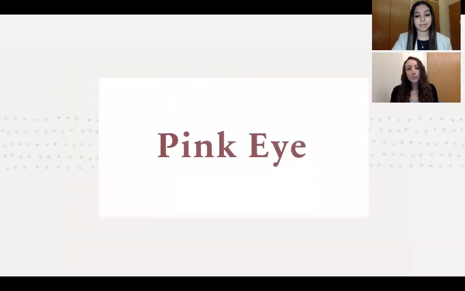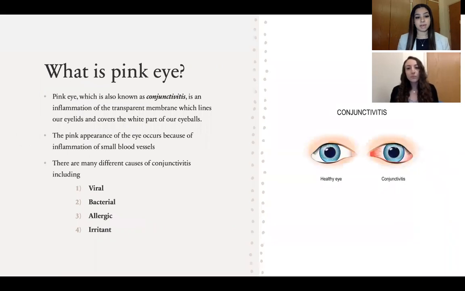First up, we have pink eye. Pink eye, also known as conjunctivitis, is an inflammation of the transparent membrane which lines our eyelids and covers the white part of our eyeballs. The pink appearance of the eye occurs because of inflammation of small blood vessels. There are many different causes. I'm going to talk about four: viral, bacterial, allergic, and irritant.